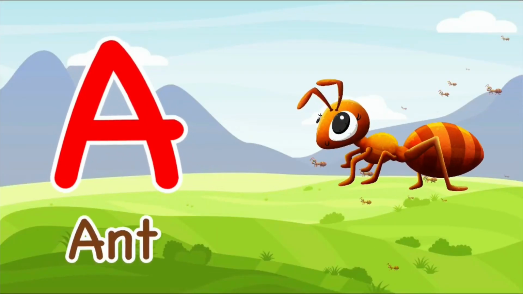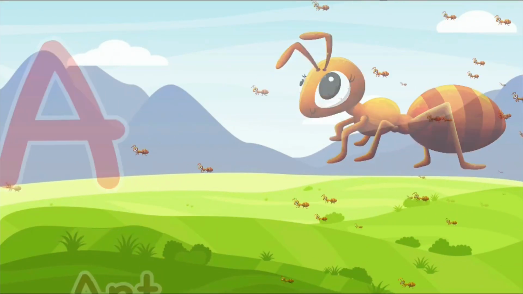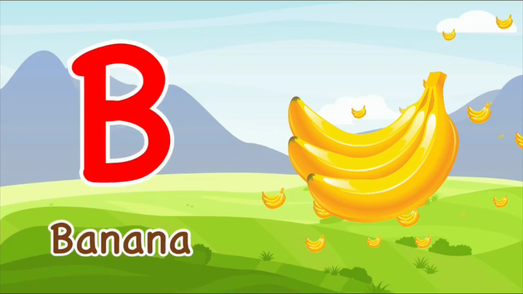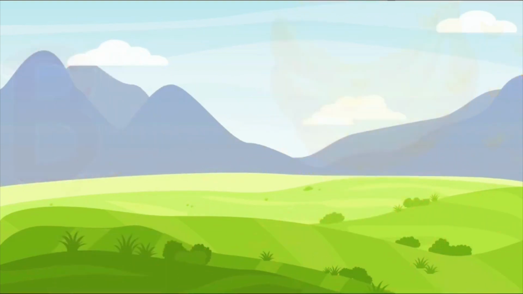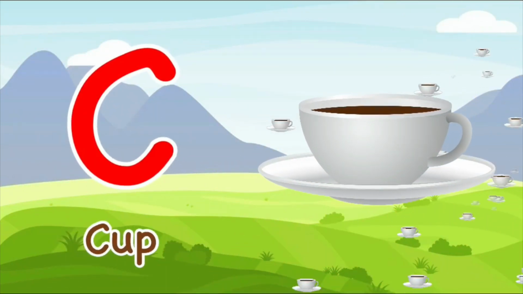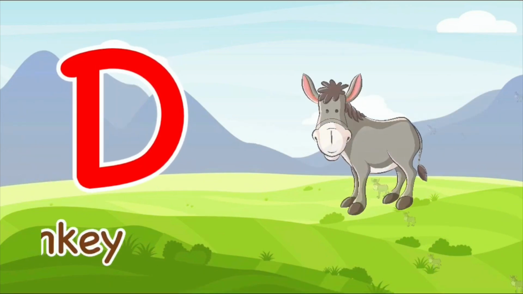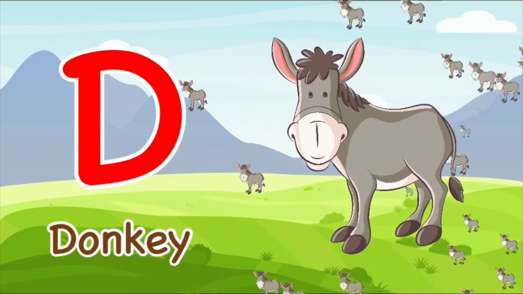A for ant. B for banana. C for cup. D for donkey.